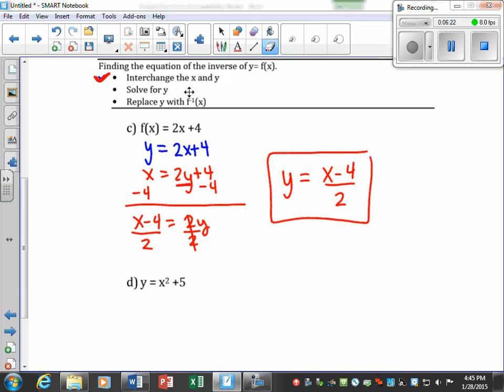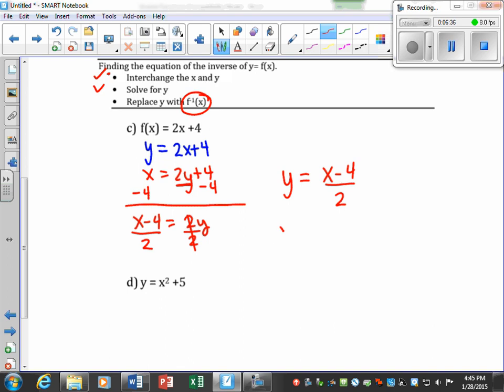Actually, we have one more step. So we did this and we did this, and the last step is we want to replace y. So let me take this down. We want to replace y with f inverse of x.